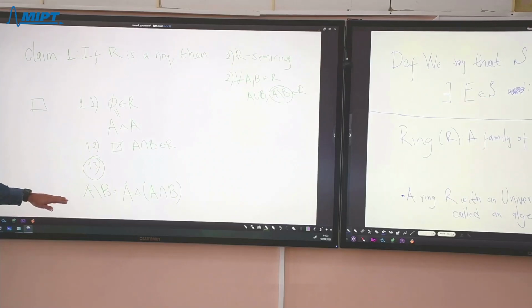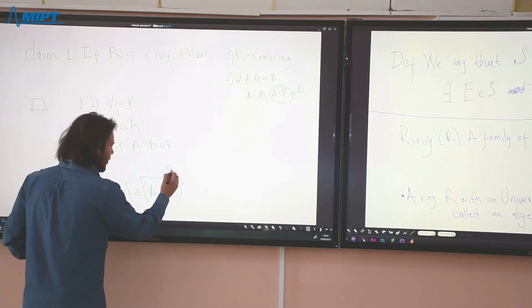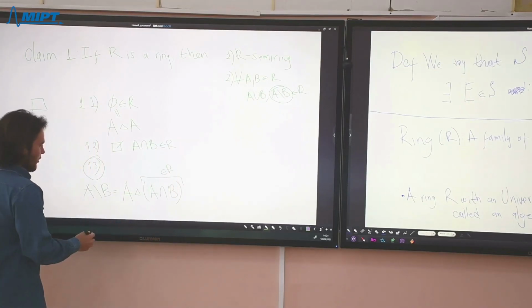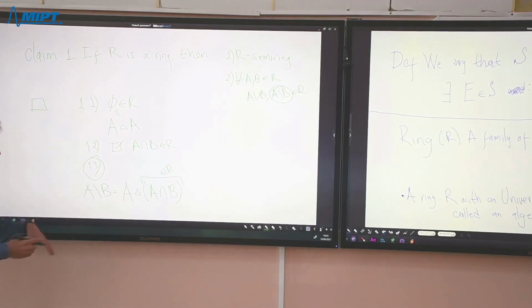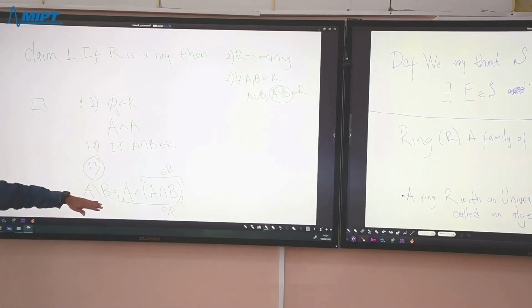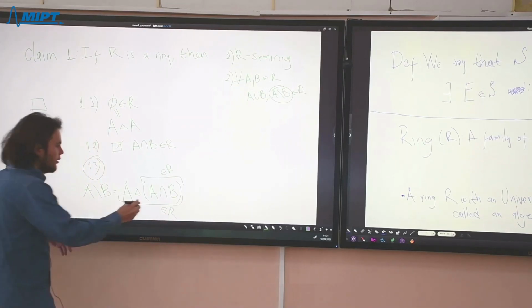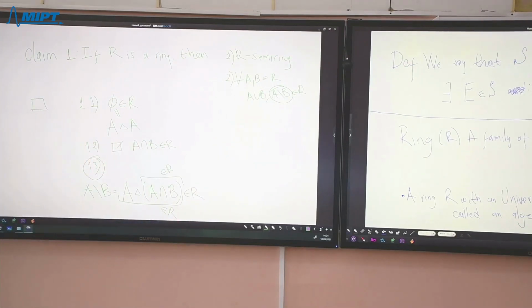So is this clear? So we know that A intersection B belongs to R. Then we have two elements from R, and we know that the symmetric difference belongs to R, so it means that all of this belongs to R as well. So it means that A minus B belongs to R. So we proved that A minus B belongs to R as well.